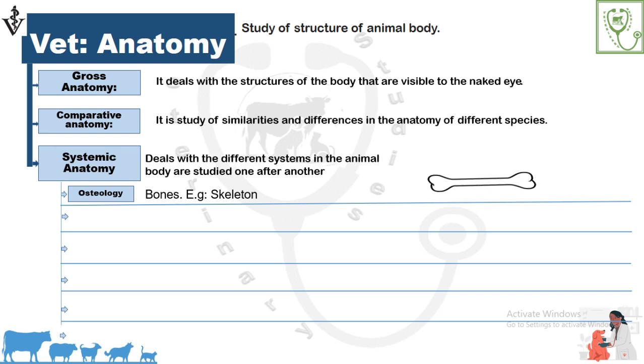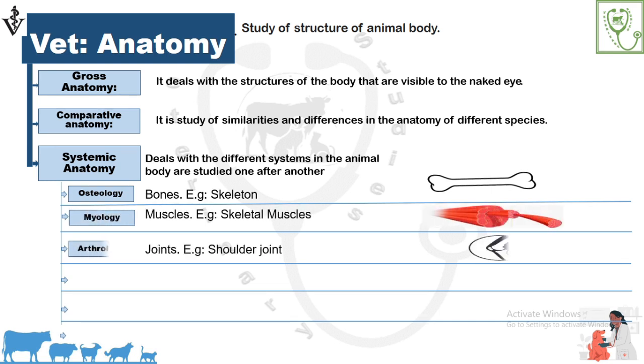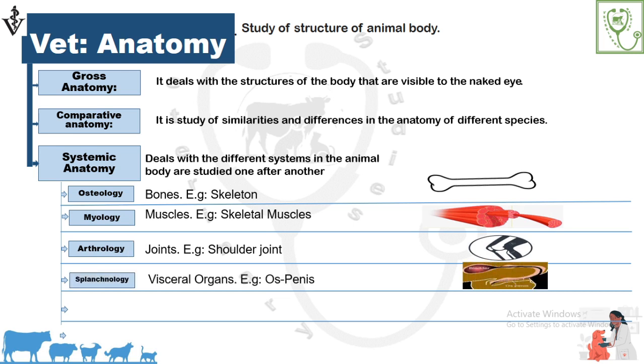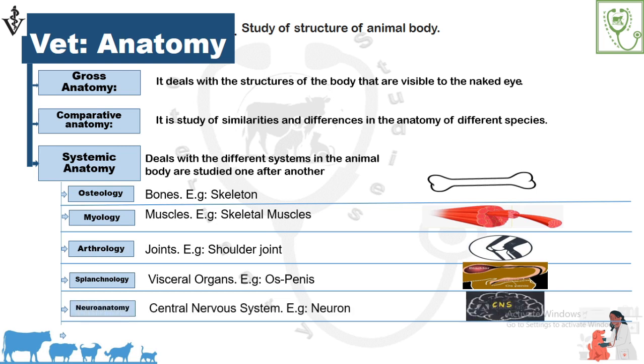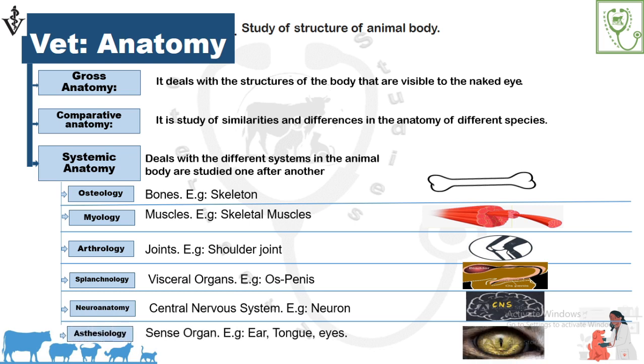osteology, in which we study the bones; myology, the muscles; arthrology, the joints; splanchnology, the visceral organs; neuroanatomy, the anatomy of the central nervous system; and aesthesiology, the sense organs such as ear, tongue, and eyes.